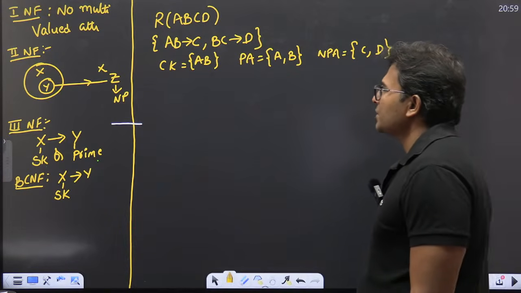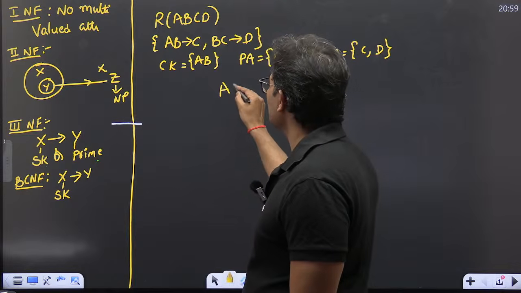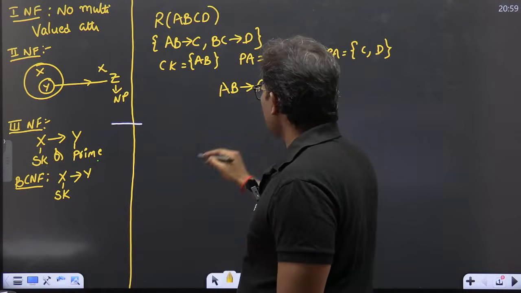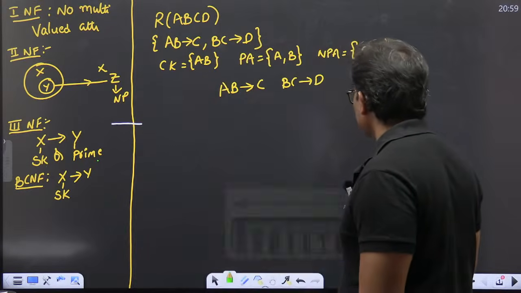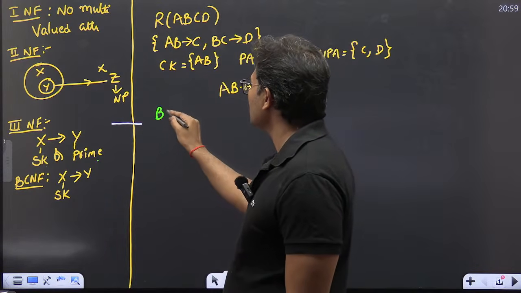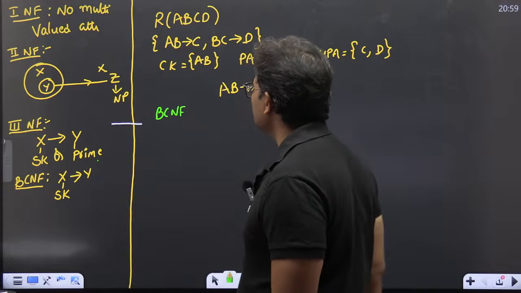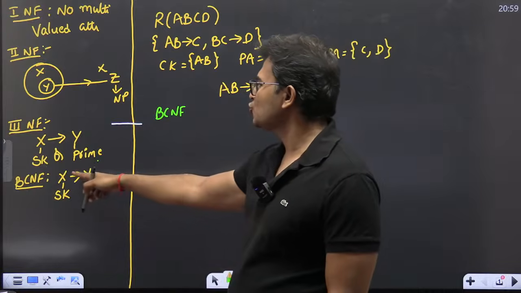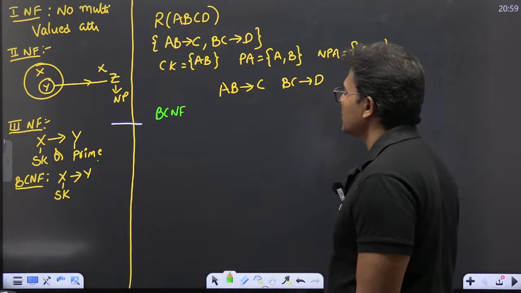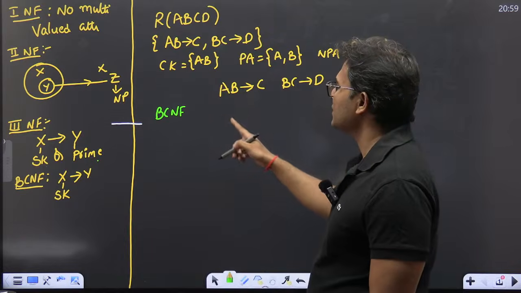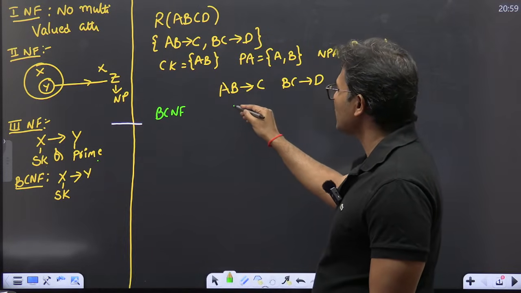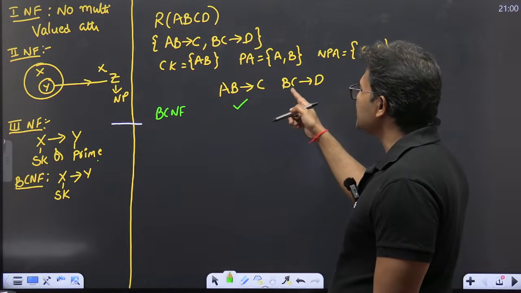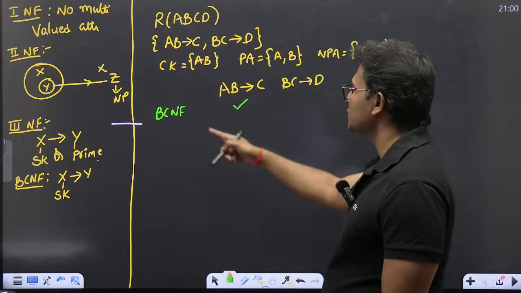Now let's write the functional dependencies. AB determines C and BC determines D. Now let's try to find out whether it is in BCNF or not. What is the condition for BCNF? Left hand side should be a super key, right? Here the candidate key is AB, the left hand side is AB, therefore it is a super key. So there is no problem with this functional dependency. Now coming to BC, BC is not a candidate key. That is why it is not in BCNF.